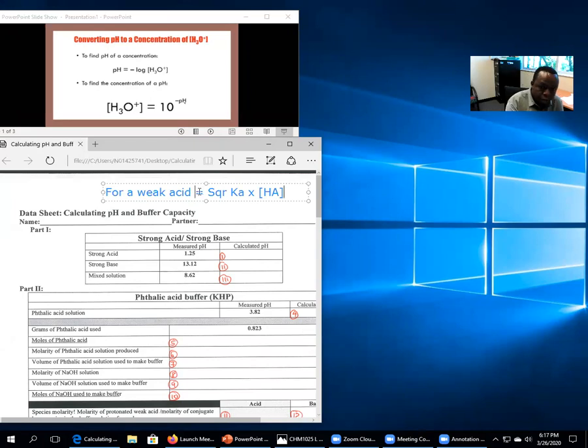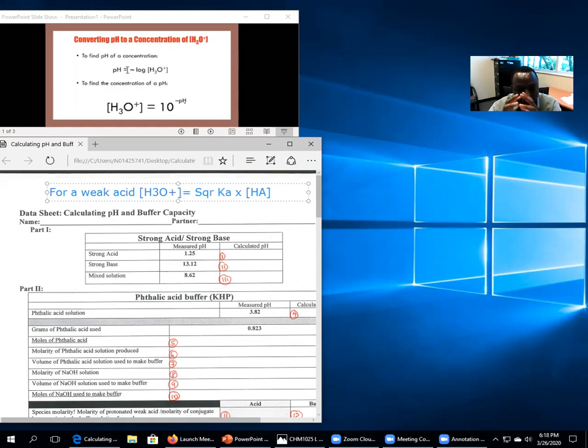So if I'm looking for hydronium concentration, it is H3O positive. This is the concentration of hydronium in a weak acid, and you have the square root sign here. I don't have time to write this square root sign. Therefore, with this, you'll find out the pH of a weak acid.